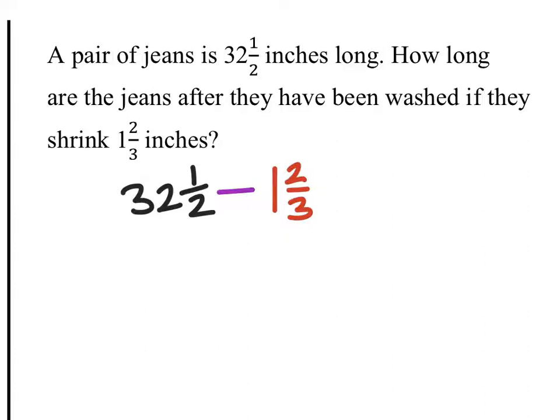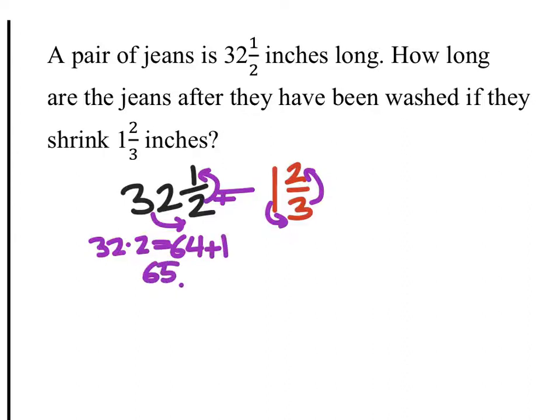Now, before I proceed, well, actually, I'll use this first method, right? So I'm going to change these both into improper fractions. So I have 32 times 2, which is 64. And then I got to add the 1, which makes this 65 halves. And then over here I got 1 times 3, which is 3. And then add the 2 there would make that 5/3.